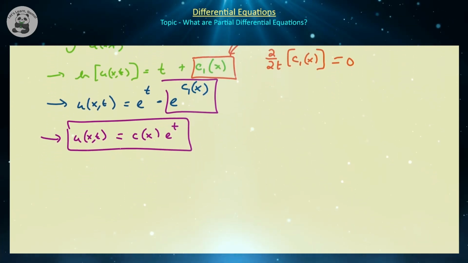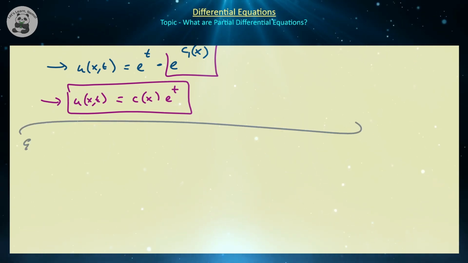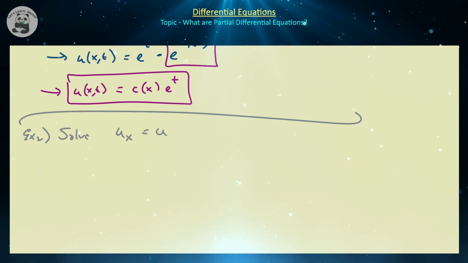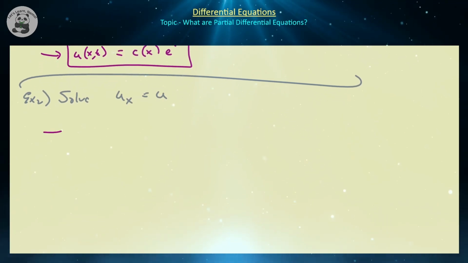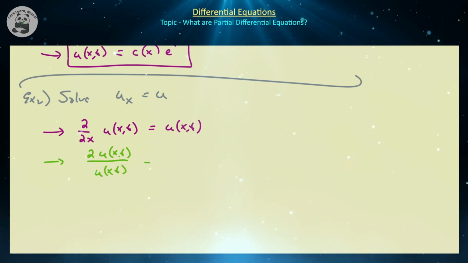Let's solve another PDE that looks almost the same as this first example, but a little different. Let's solve u_x = u. If we solve u_x equal to u, again, that's the same thing as the partial derivative with respect to x of u(x,t) equal to u(x,t). We can isolate our differentials, so we have the partial of u(x,t) over u(x,t) equal to the partial of x, and then we can integrate both sides of this equation.